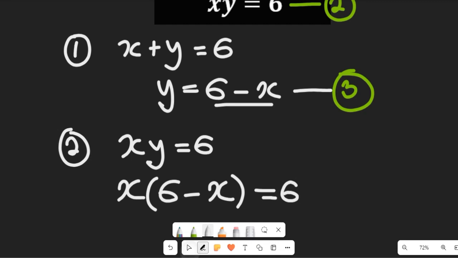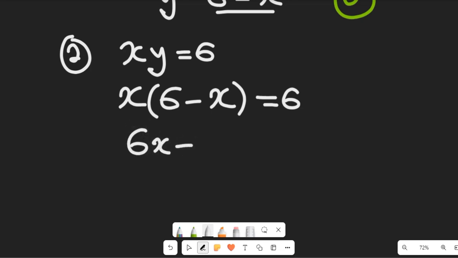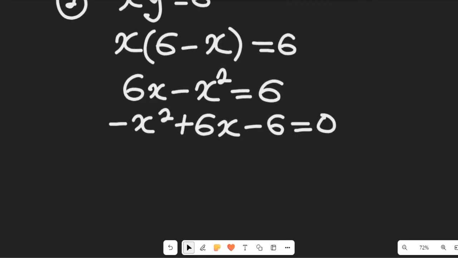Now, do you see this giving back a quadratic equation? I guess as much. 6 times x is going to give us 6x, minus x times x is going to give us x squared, and this is equal to 6. Now, if we collect the like terms, we're going to have minus x squared plus 6x minus 6 equal to 0. Voila! This gives us a quadratic equation.